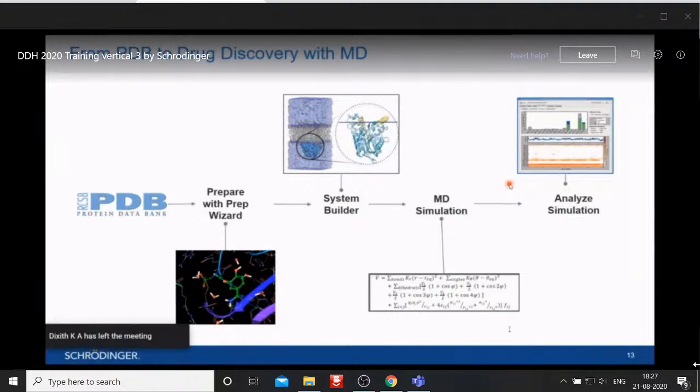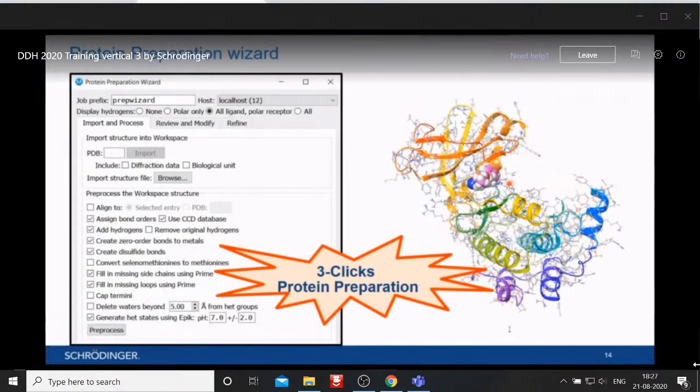So with Desmond, it is pretty easy, and you will see how easy it is. But you all need to follow those 5 steps while doing MD simulation. That is what is necessary. So in the next step, we will see how easy it is.